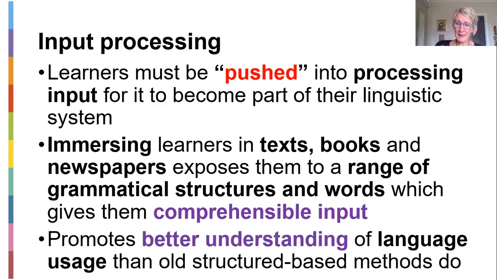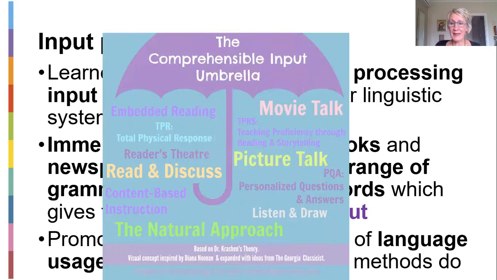And this is going to ensure there's a better understanding of language usage than the old structured-based methods do, like remembering the rules and regurgitation and repeating. So this is the whole comprehensible input umbrella, what we're going to give them. We're going to talk about movies, okay? And then we're going to actually write the review, or we're going to look at the shots or the clips. We're going to embed reading into everything. We're going to look at predictions. We're going to look at scanning and skimming. We're going to read and discuss things to get them to be critical of the language use. What were the socio effects of saying this to the person?